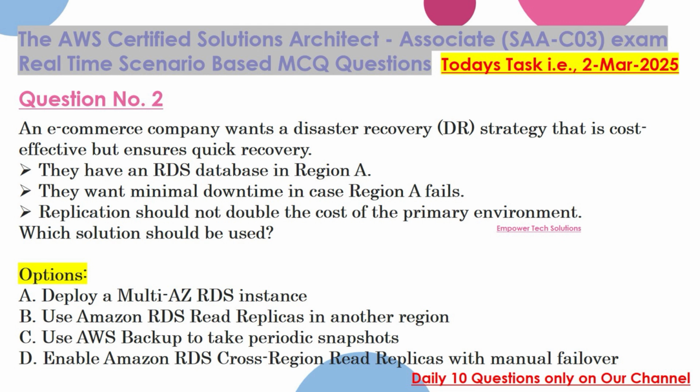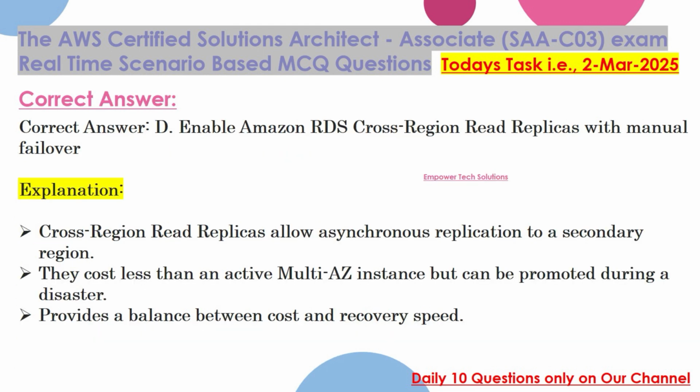Options: A. Deploy a multi-AZ RDS instance. B. Use Amazon RDS read replicas in another region. C. Use AWS Backup to take periodic snapshots. D. Enable Amazon RDS cross-region read replicas with manual failover. Correct answer: D. Enable Amazon RDS cross-region read replicas with manual failover.